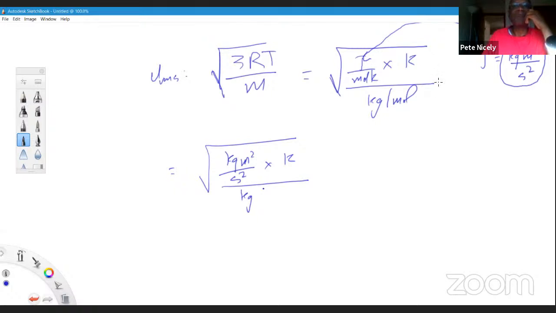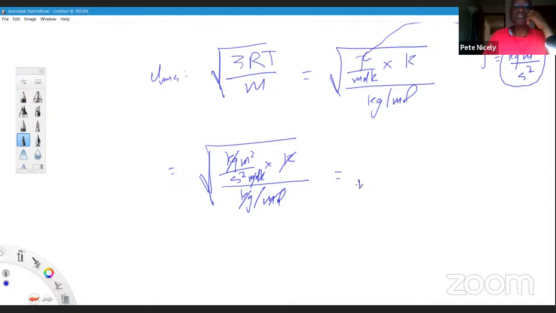I'm sorry, I forgot to include mole Kelvin here, mole Kelvin, right? Times Kelvin divided by kilograms per mole, all right? So all of this will be under the square root sign, and then you're going to see some units canceling out. You're going to see, for example, that the kilograms will cancel out here and here, the mole will cancel out here and here, the Kelvin will cancel out here and here.